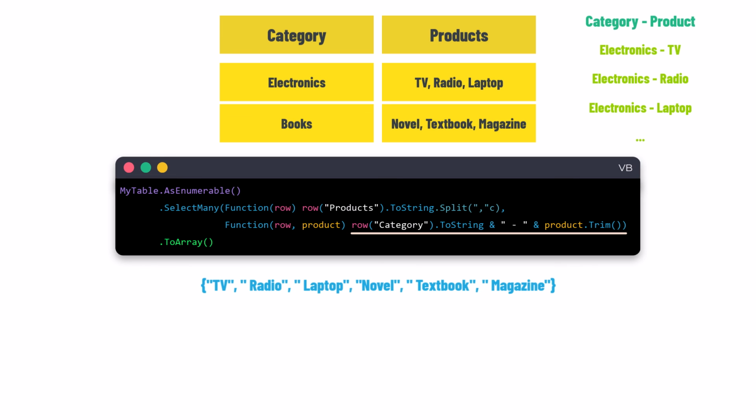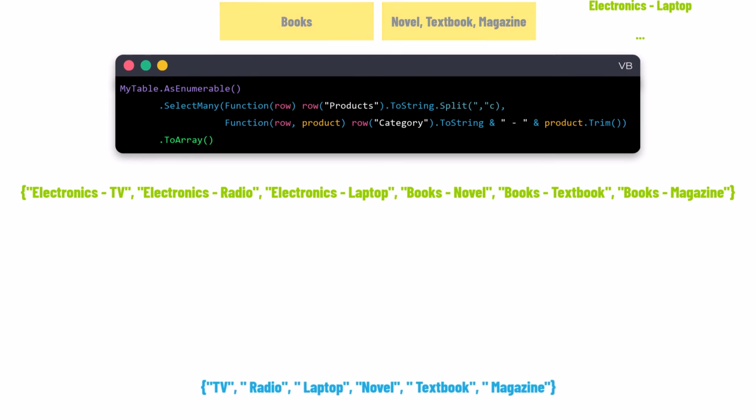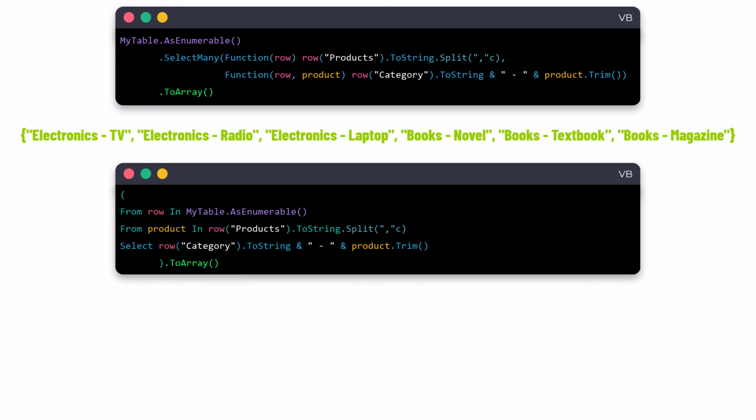Here, we combine the category, from row, with each product, resulting in a new collection where each item is a formatted string combining the category and product name. Lastly, we convert this collection into an array of strings using the toArray method. This results in an array where each element is a string formatted as category product. Through these steps, using the SelectMany method, we efficiently transform and flatten our data table's data into a desired structured array. We can also use mixed syntax to achieve the same without using SelectMany method. The query will be as following. So, we do exact the same but without SelectMany method. The result will be again the same array of strings.